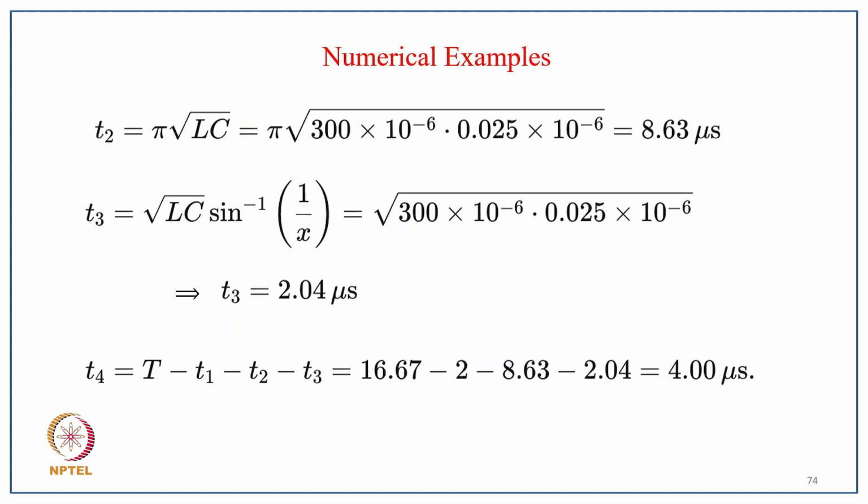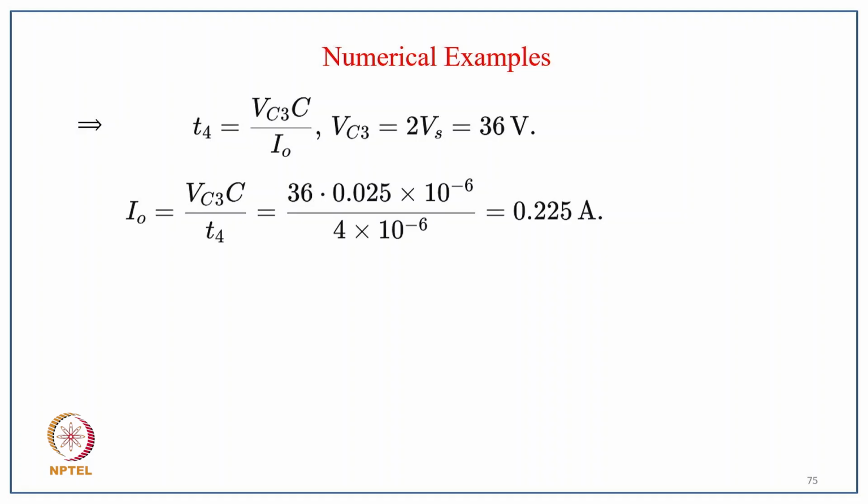So putting value, it comes T3 2.04 microsecond, and T4 is T minus T1 minus T2 minus T3, that comes 4 microsecond, and T4 comes VC3 times C upon I0. So with VC3 equal to Vs, I0 is VC3 times C upon T4, so it comes 0.225 ampere.